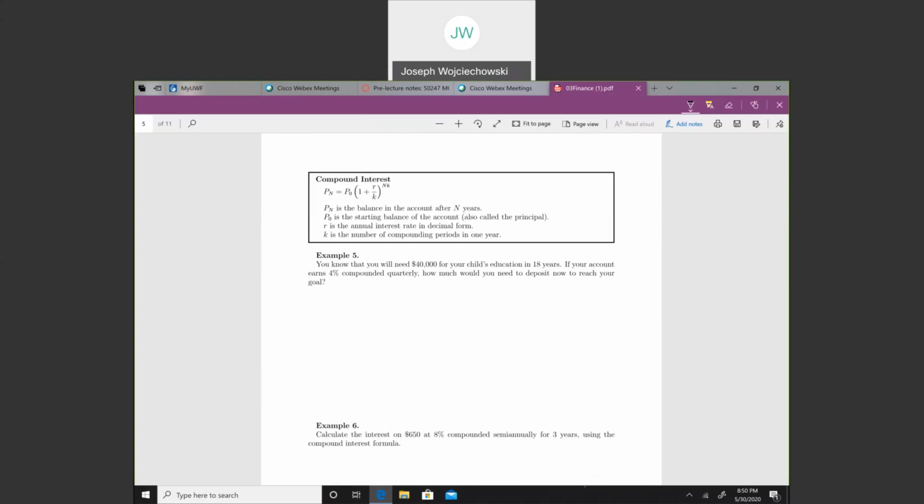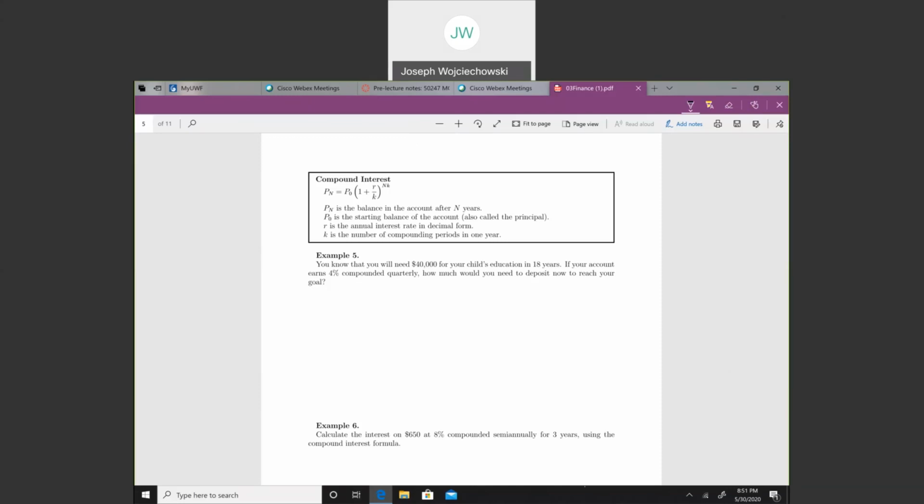Compound interest. We have the principal after n years is equal to the principal times 1 plus the rate divided by k, which is the number of compounding periods in 1 year, to the n, which is the number of years, times k again. So let's look at an example. You know that you will need $40,000 for your child's education in 18 years. If your account earns 4% compounded quarterly, how much will you need to deposit now to reach your goal?